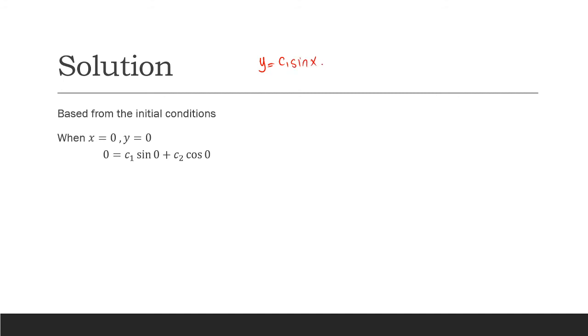Sin x plus c sub 2 cosine x. So, substitute natin. Y is equal to 0. All x's are 0. We will have 0 is equal to c sub 1 sine of 0 plus c sub 2 cosine 0. Sine 0 is just 0. Cosine 0 is 1. So, therefore, C2 natin is equal to 0.